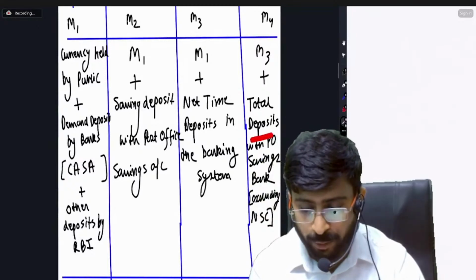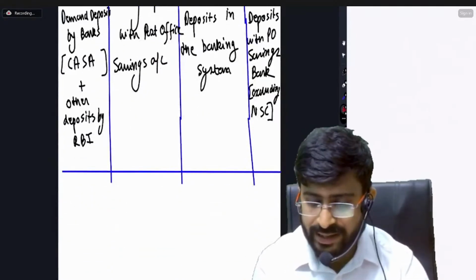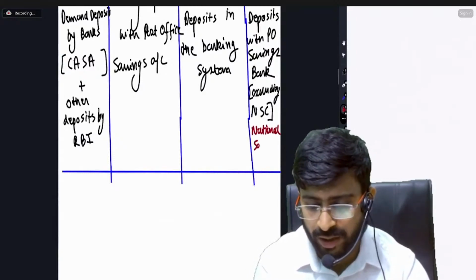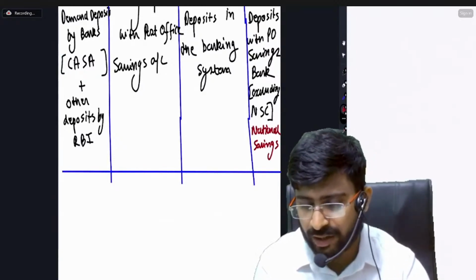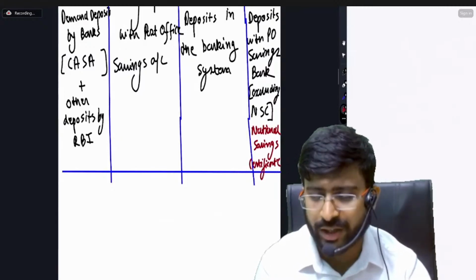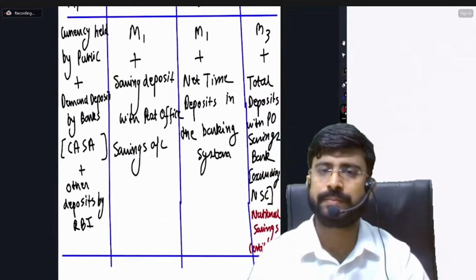Okay, so total deposits with the post office savings bank, excluding NSC. NSC full form is National Saving Certificate. If you did not get it, I'll write it. Excluding National Saving Certificate, it is not included under M4. Is that clear, everybody?